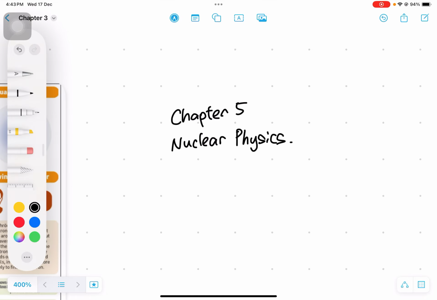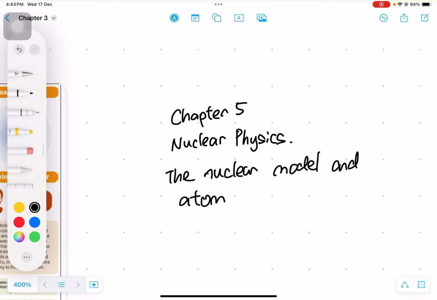Okay, let us continue with chapter 5, nuclear physics. We split into two parts. The first part is about the nuclear model and the atom. And the other part is just radioactivity.